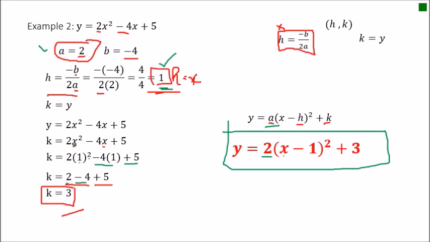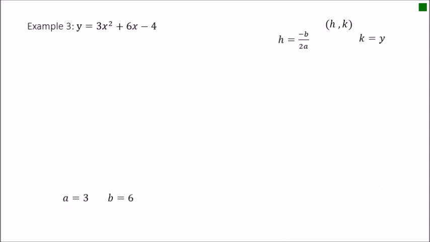So, your vertex, which is in the form (h, k), the vertex of the parabola is, your h here is 1, and then your k is 3. That's it. Next, last example. Let's convert this: y is equal to 3x squared plus 6x minus 4 into vertex form. So, same as before, let's use those.